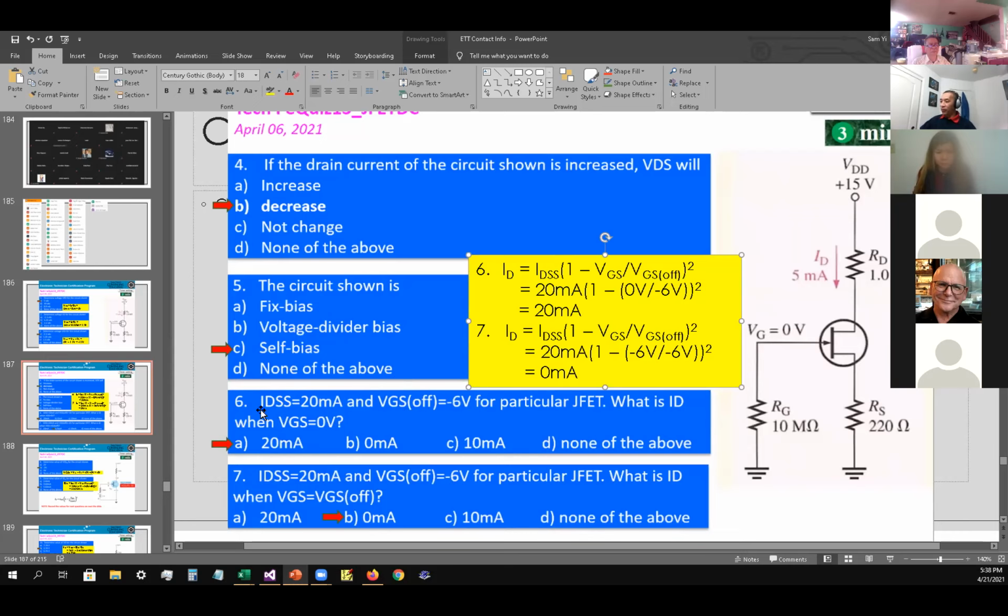All right, so we're on number 7, the same thing. We're going to plug that value in and apply the same thing. They said VGS equals VS off, so therefore negative 6 divided by negative 6 would be 1. So 1 minus 1 would be 0. 0 squared would still be 0, so 0 times 20 would be 0. That's why the answer for 7 is B.